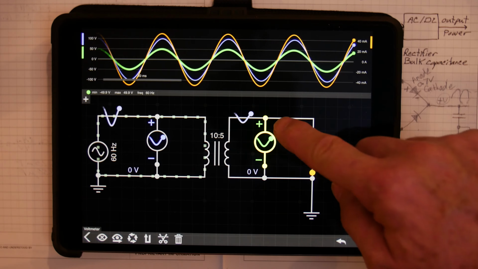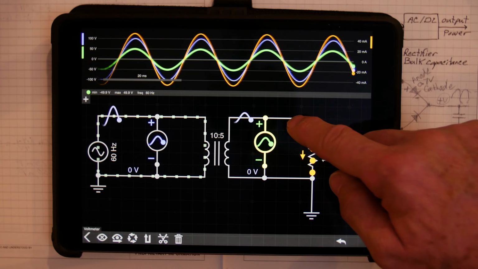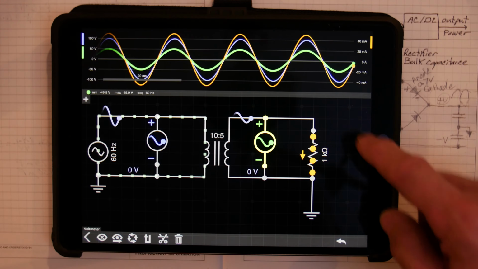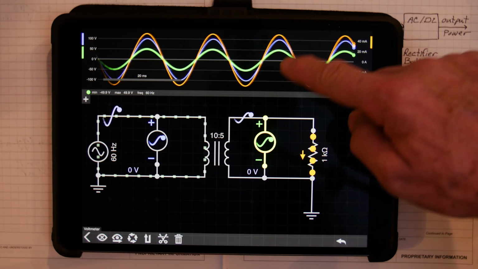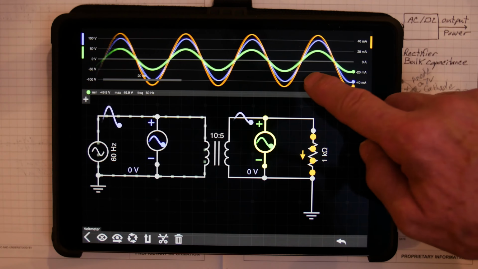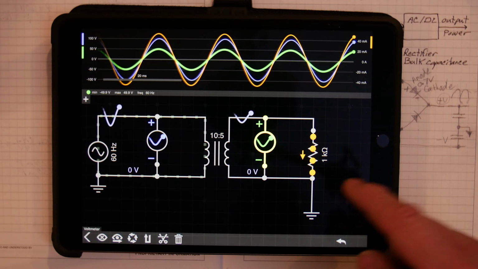Okay, now let's introduce a diode into this circuit. A diode will only allow current flow in one direction. So instead of allowing this orange current to come below the zero line into the negative line, we'll only have the positive pulses. Let's see what that looks like.